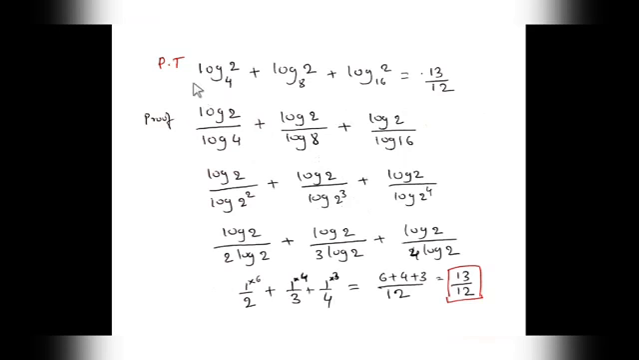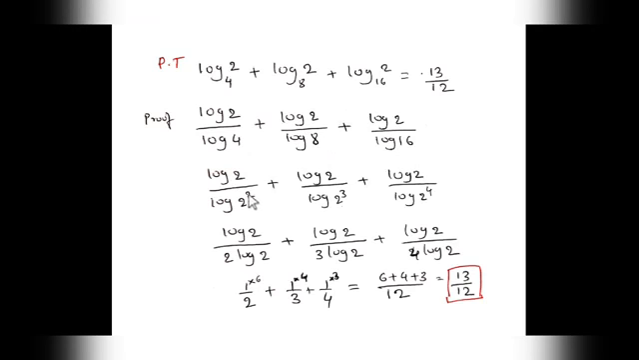Here we have an example. Prove that log 2 to the base 4 plus log 2 to the base 8 plus log 2 to the base 16 is equal to 13 divided by 12. Now we will apply here the change of base rule, that is the fourth law. Log 2 divided by log 4 plus log 2 divided by log 8 plus log 2 divided by log 16. Later we can write this as log 2 divided by log 2 square, since 4 is 2 square, log 2 divided by log 2 cube, 8 is 2 cube, plus log 2 divided by log 2 raised to 4, that is 16.